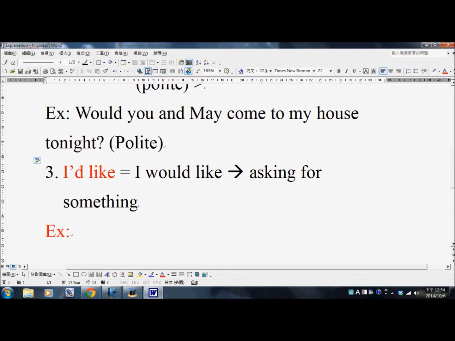Number one, this is what we can possibly say: I would like, I'd like a cup of coffee, please. When you're in a restaurant, you can say I would like a cup of coffee, please. Alright, so when we want something, we can use the expression I would like.